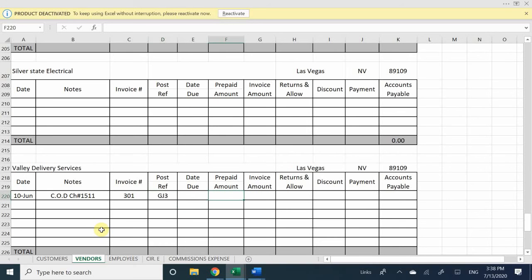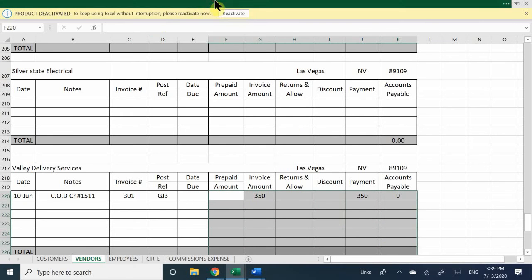Due date, there is none. Prepaid, there is none. Invoice amount was for $350, and you paid it off, the $350. So therefore, you should show that you do not owe any money to Valerie Delivery Services. Okay, so I'm going to go ahead and indicate that.